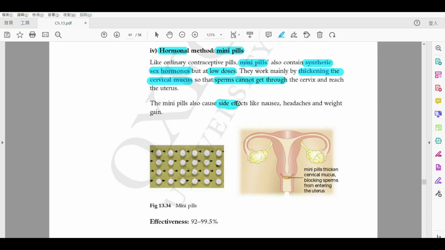But when we talk about side effects, of course they have similar side effects as the contraceptive pills, 同個避孕丸有類同嘅副作用啦. But it seems that this mini pill 事後丸 has even stronger side effects than the contraceptive pills. Okay, so you can tell me if you have heard of any stories about this.